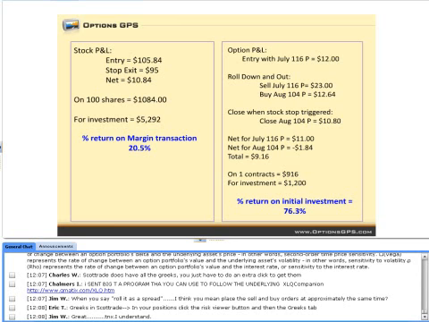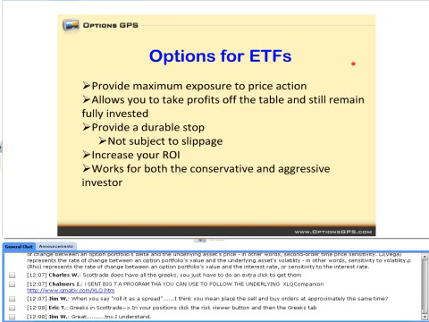Okay. Let me just recap here. We're going to use options on ETFs to provide maximum exposure to price action. It's going to allow us to take profits off the table and still remain fully invested. It's going to provide us with a durable stop that's not subject to slippage. You're going to increase your return on investment, and it works for both the conservative and the aggressive investor.